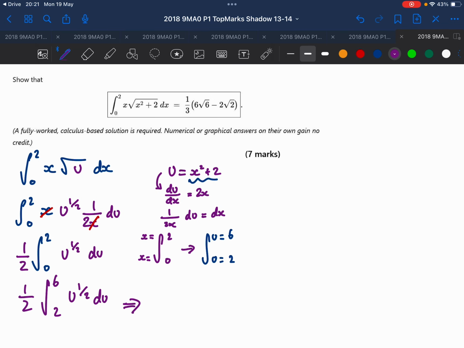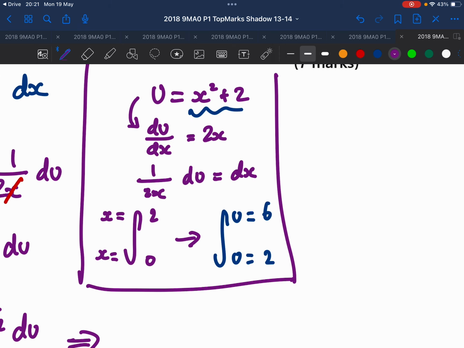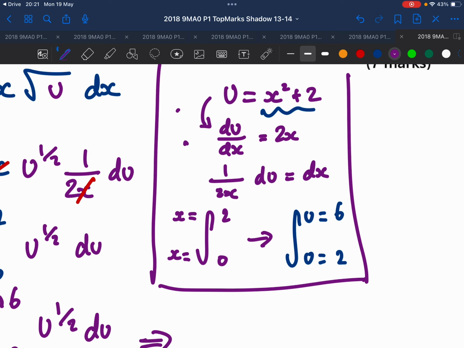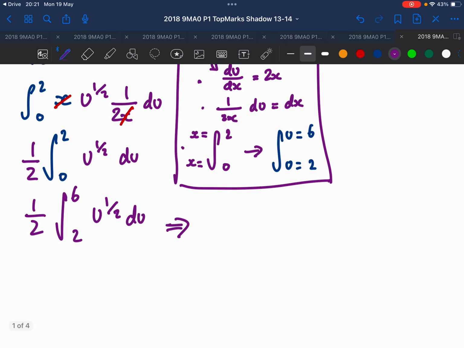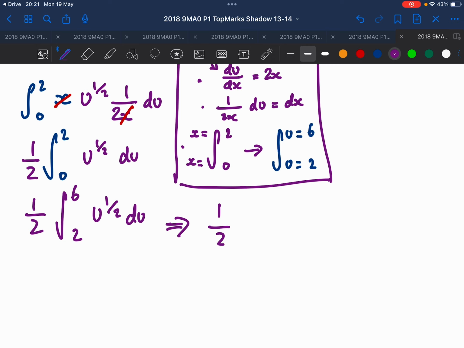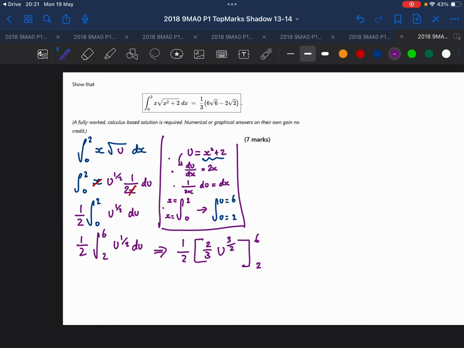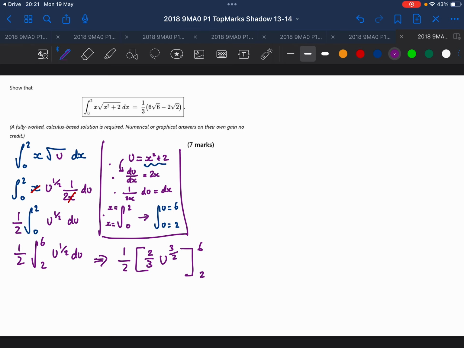Let's do our integration over here. I'd often do this as a box, my key working out, because I'm always pretty much going to have to do those 2 steps. And then I've got some extra steps there as well. So let's do a half. Now it's going to be u to the 3 over 2. So what's the reciprocal of 3 over 2? It's 2/3. So 2/3 u to the 3 over 2 between 6 and 2. And I think we're just integrating this and showing this result.